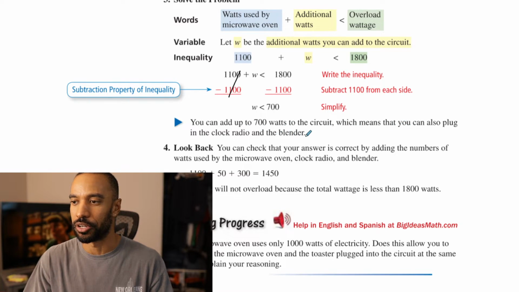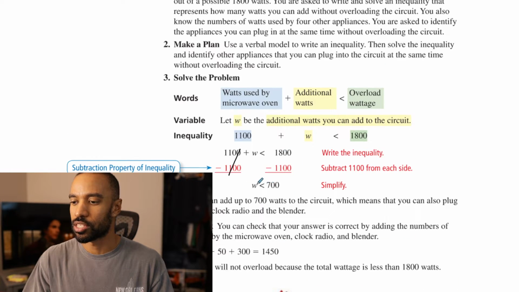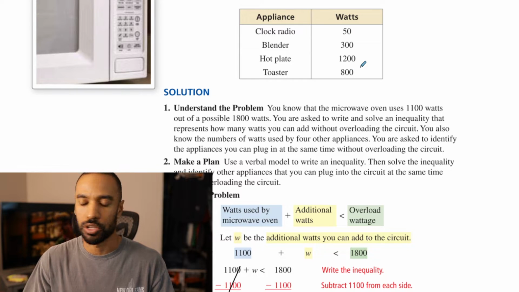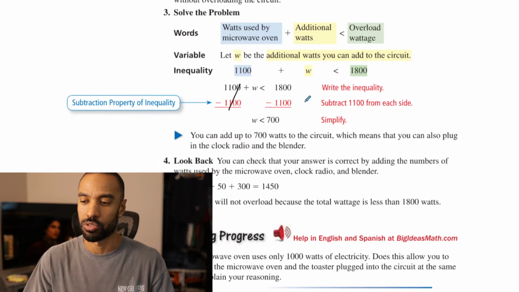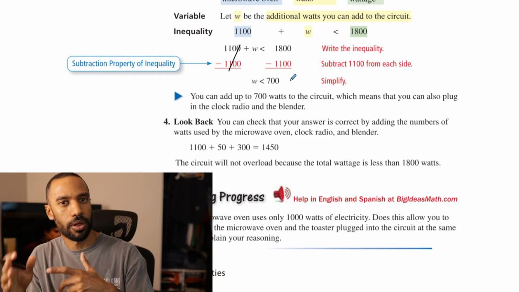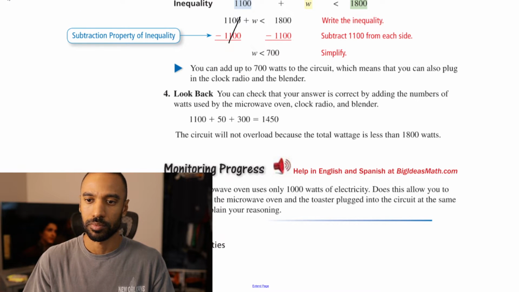Oh, we didn't check our blender. The blender. Yeah, I didn't check those ones yet. So anything that's less than 700 here will do. Clock, radio's good. Blender's good. Hot plate is not less than 700. Toaster is not less than 700. Not as long as the microwave oven's plugged in. You cannot plug in those as well. So again, solving for these is something we can do, so we don't have to plug it into a bigger problem and then do that with it. We go straight from there.